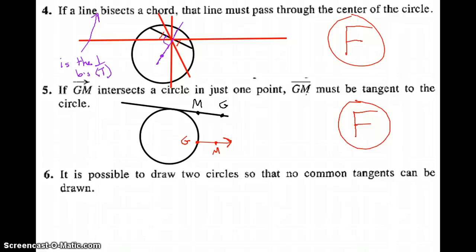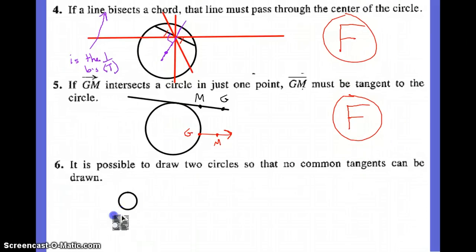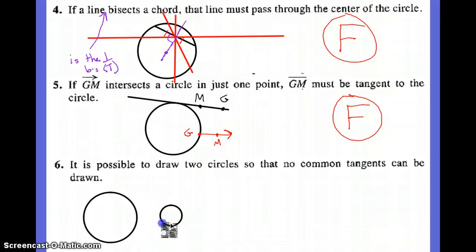All right. So, yeah, it's not tangent to the circle if all we know is it's just an array. Okay, it is possible to draw two circles so that no common tangents can be drawn. Well, this is what they want you to think of. You could try to be really wacky and draw two circles like I tried to do for number 5.